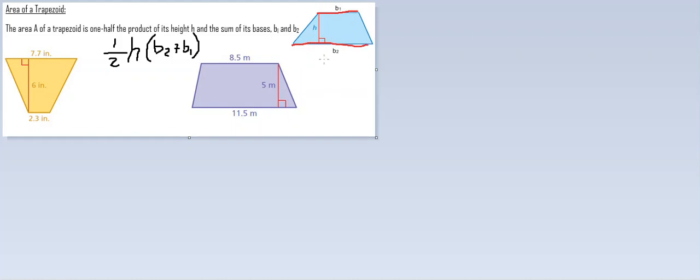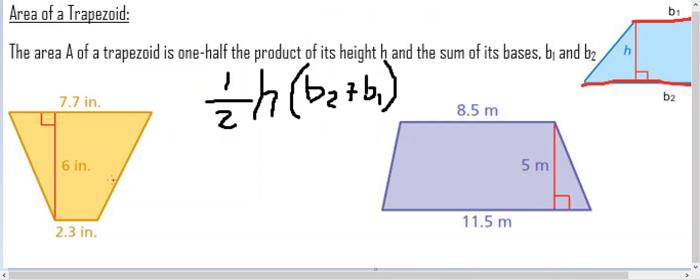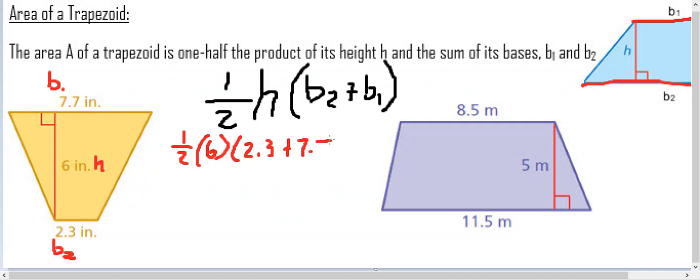So that's what the b1 and b2 stand for. So let's do this first example, the one over here on the left. First I have to label what is what. I see this top here is 7.7, that's going to be my b1. My bottom is 2.3, that's going to be b2. And the height is how tall it is, and that's 6, that's going to be h. So now I can plug in what I know. So 1/2 times 6 times my b2, which is 2.3, plus my b1, which is 7.7.